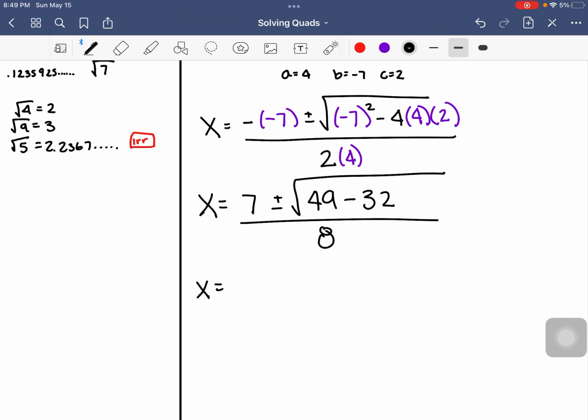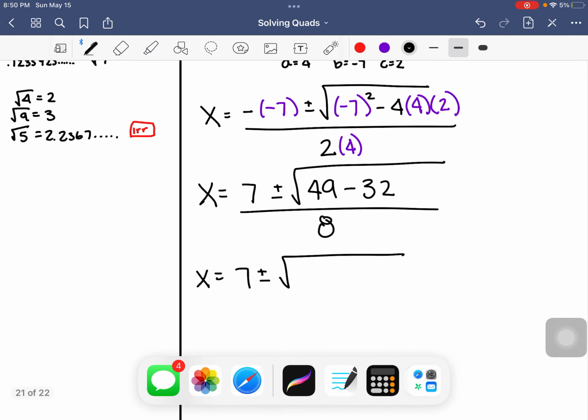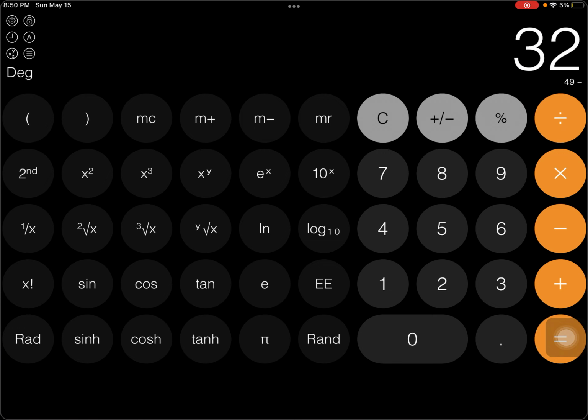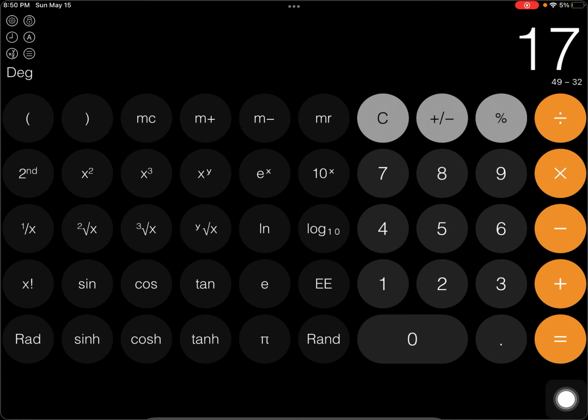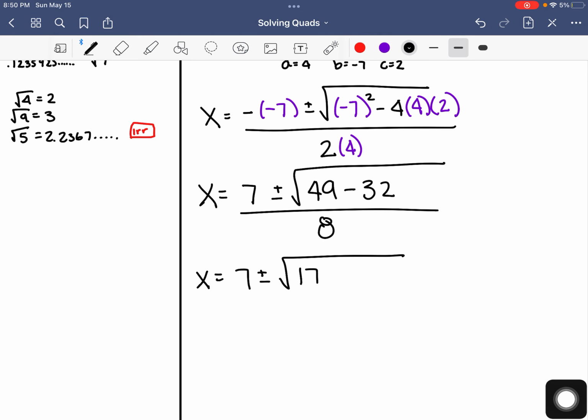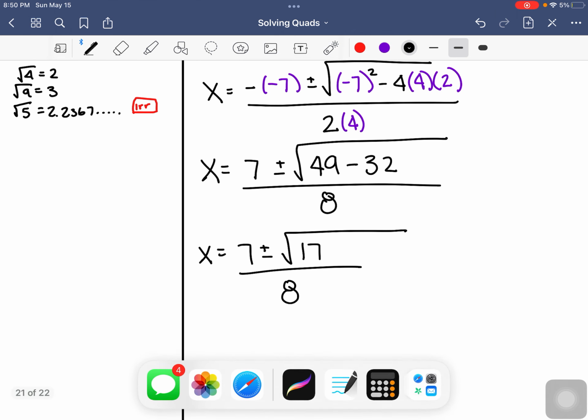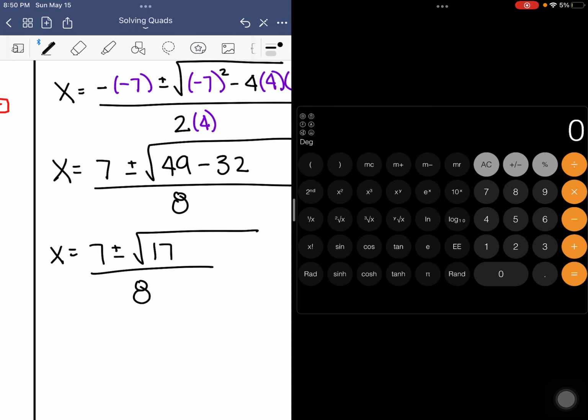Now I'm going to simplify it inside my radical. 49 minus 32. No. 49 minus 32 equals 17, all over 8. So now this is where I check if I can break down this radical, okay? So I'm going to do the square root of 17. So 17, and then I'm going to hit my square root button. This does not break down easily because this is not a perfect square, right?